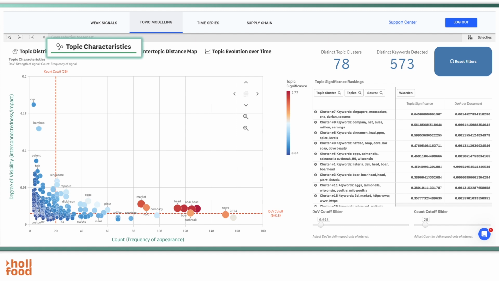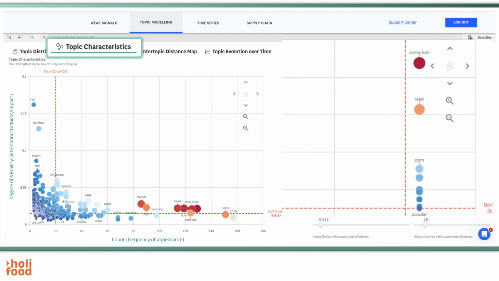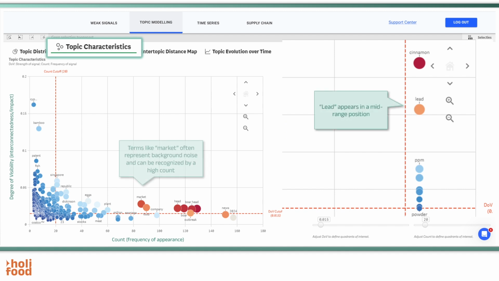Let's take a closer look at cluster number 8. We can see that lead appears in a mid-range position, not so frequent as market, but sufficiently prominent and interconnected to warrant attention. This positioning suggests lead contamination would be interesting to investigate further.